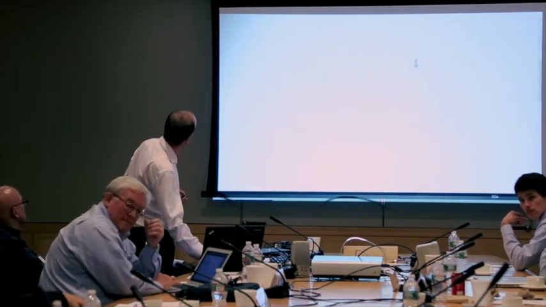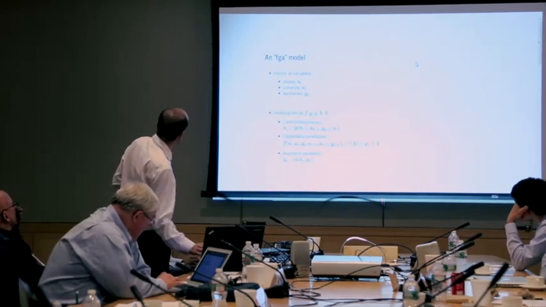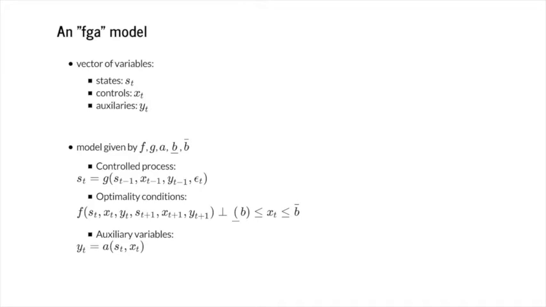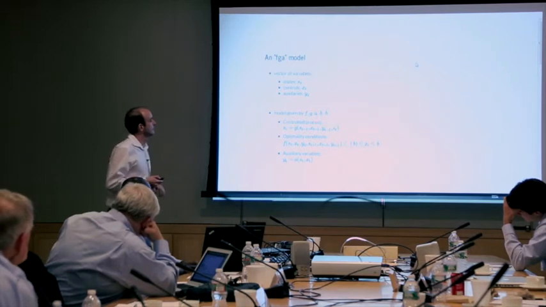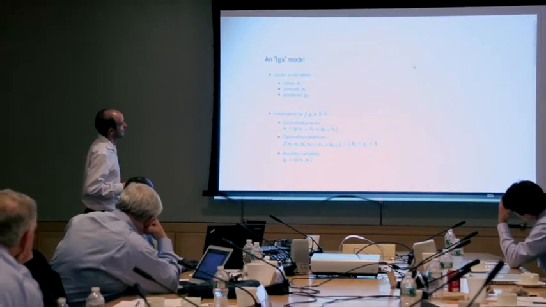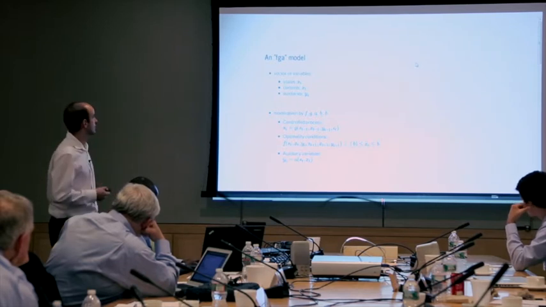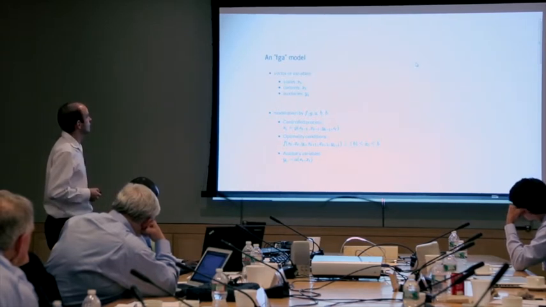So for instance, here is what I call an FGA model. Simply, the model consists in a stochastic process. The stochastic process gives you the evolution of the states between s_{t-1} and s_t as a function of innovations. And it's controlled because you can actually choose the control x.